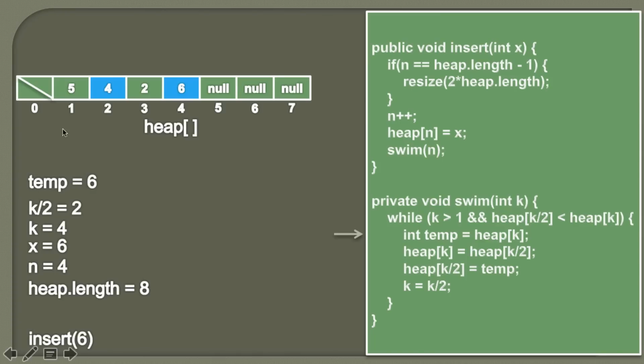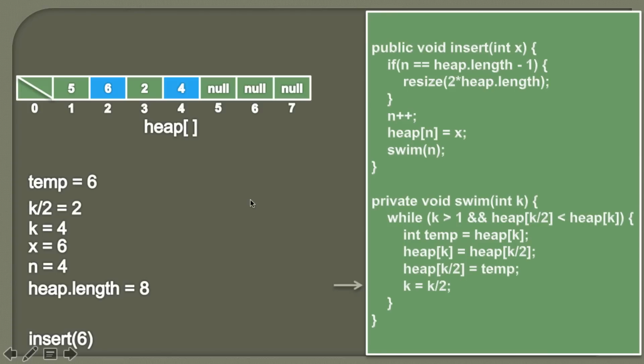We'll assign 6 to a temporary variable and then we'll assign the value at index k by 2 to k, which is nothing but assigning value 4 at index 4. So it would look something like this. And finally, whatever the value is stored in temp, we are simply assigning it to heap at index 2.